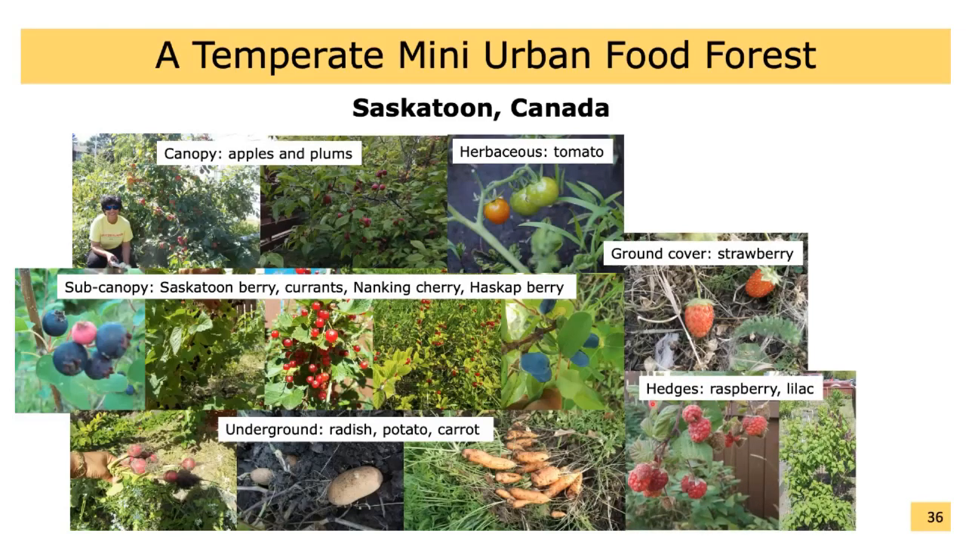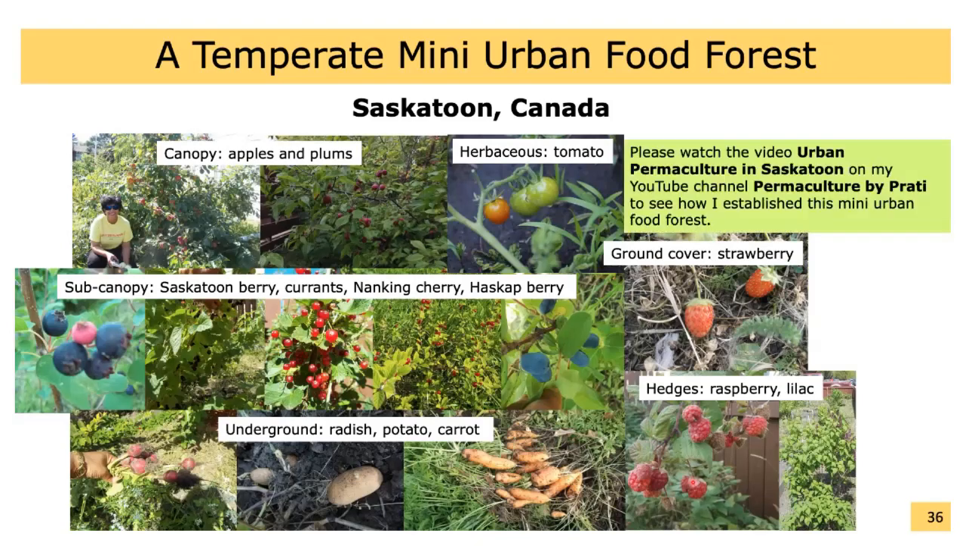The hedges in my mini urban food forest, I had raspberries and lilac. When we grow fruits such as raspberries as hedge, they are called fedge or fruit hedges. Please watch the video Urban Permaculture in Saskatoon on my YouTube channel, Permaculture by Prati, to see how I established this mini urban food forest. All these plants are cold hardy and can withstand temperature as low as minus 45 degrees centigrade.